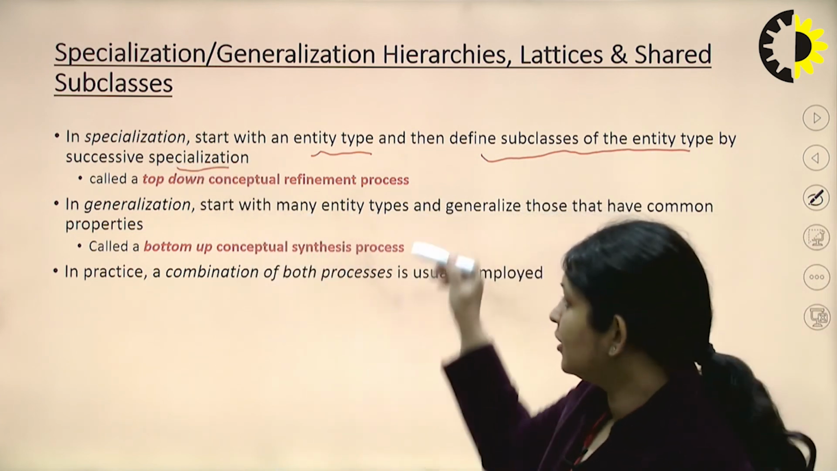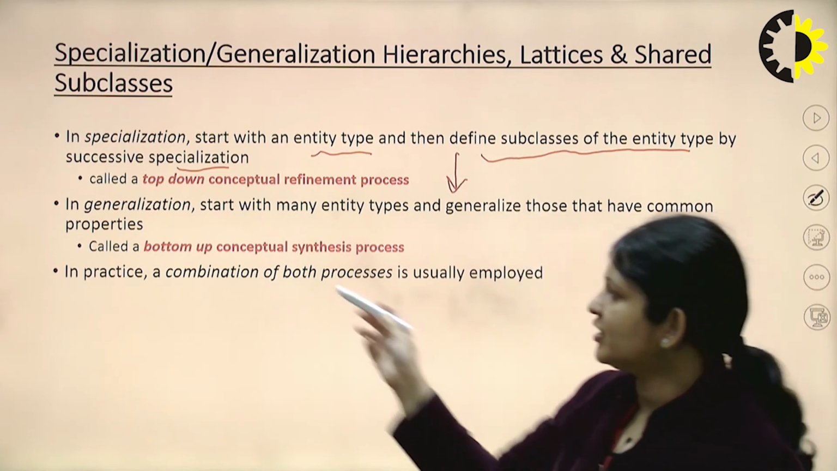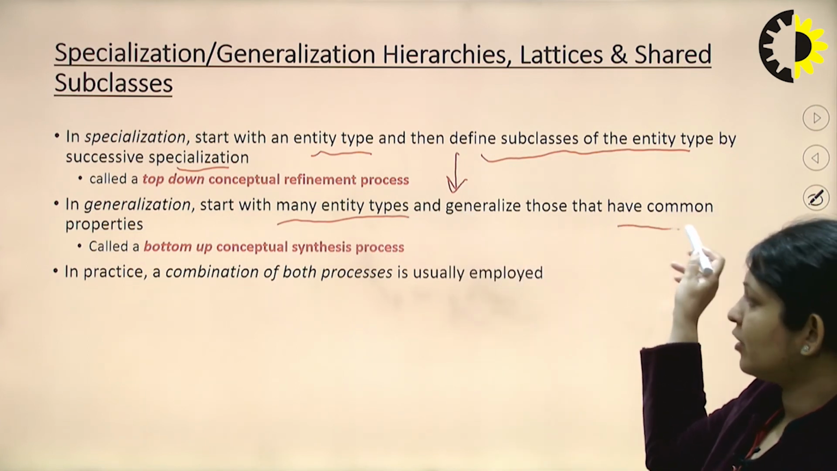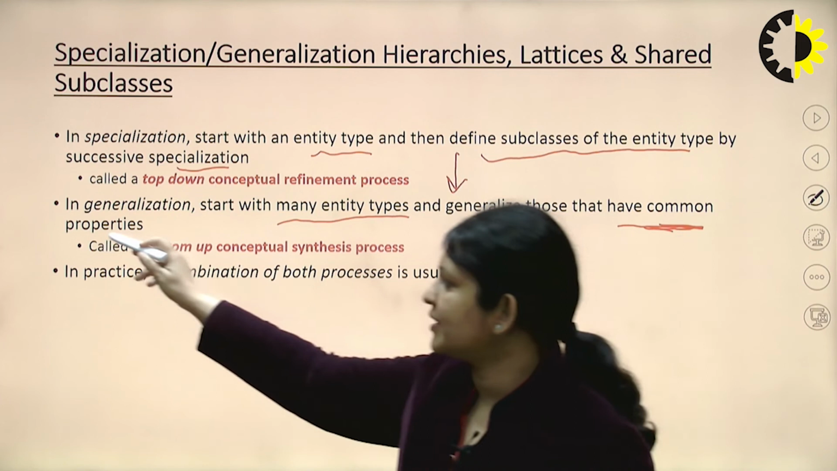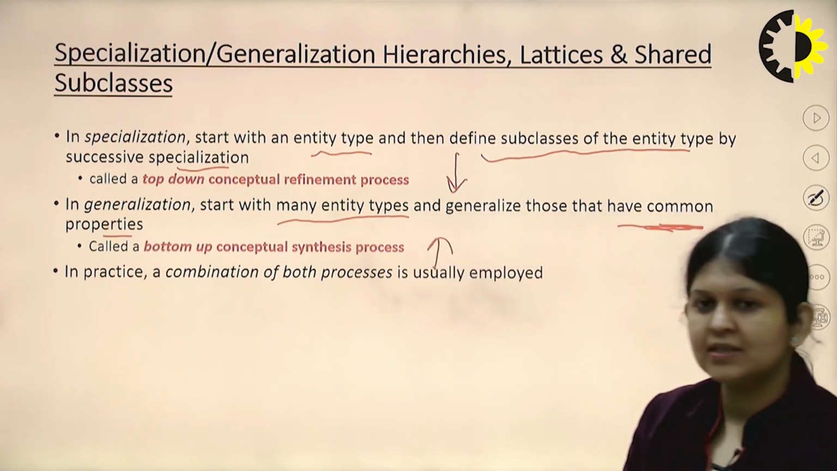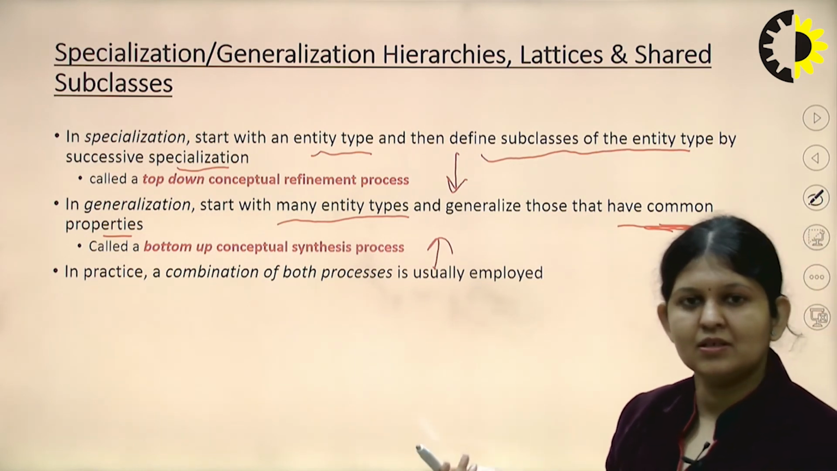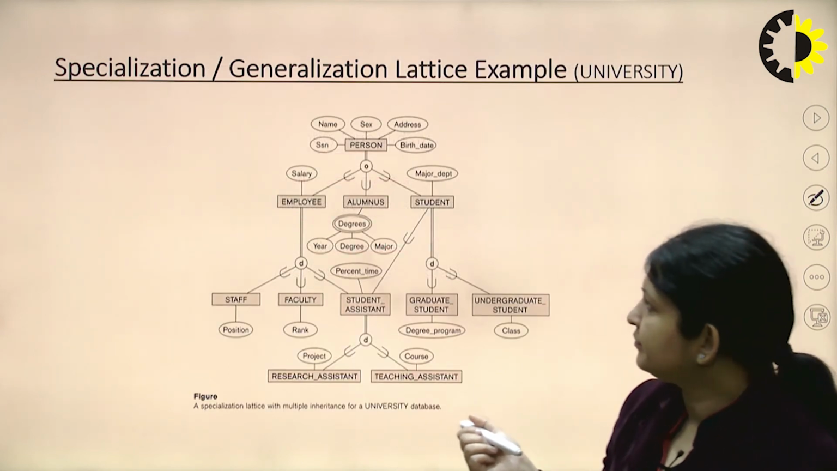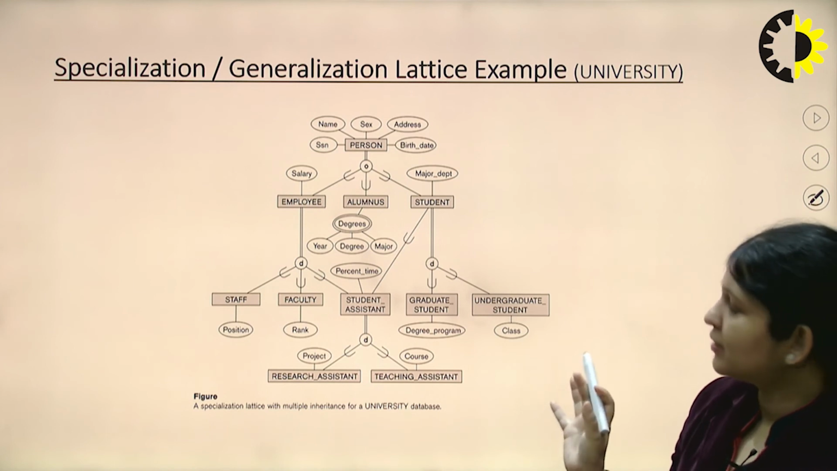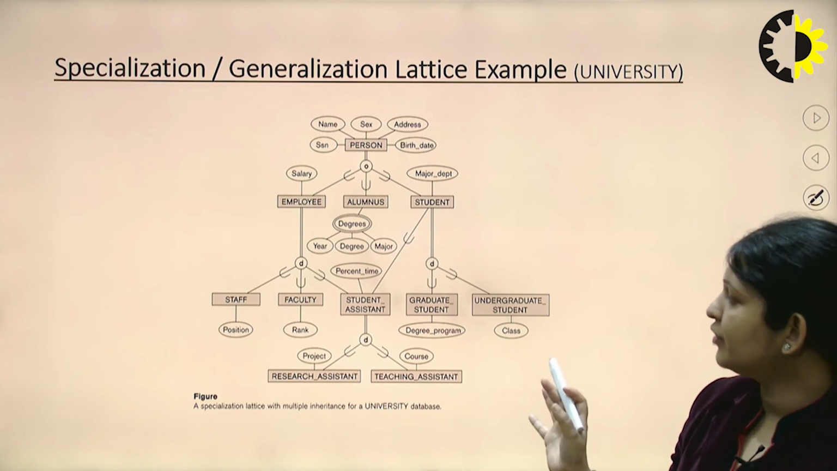So, it's a top to down approach, a refinement process, whereas in generalization we start with many entity types and, based upon the common properties, we have one single superclass at the top. So, it's a bottom up conceptual synthesis process. In practice a combination of both processes is usually employed. So, here's an example of a specialization generalization lattice, for a university.